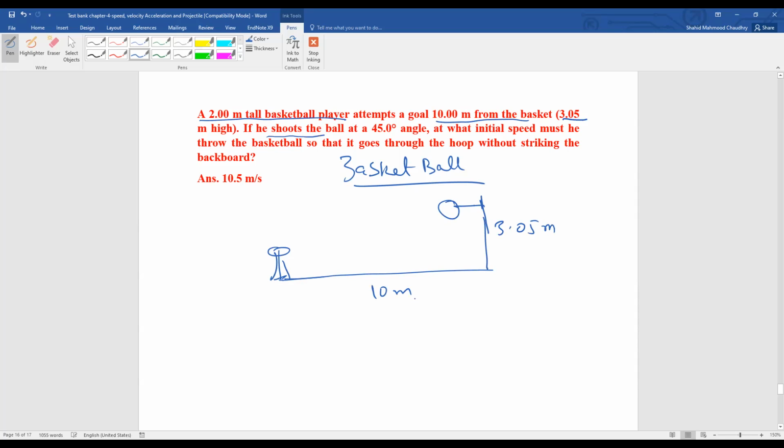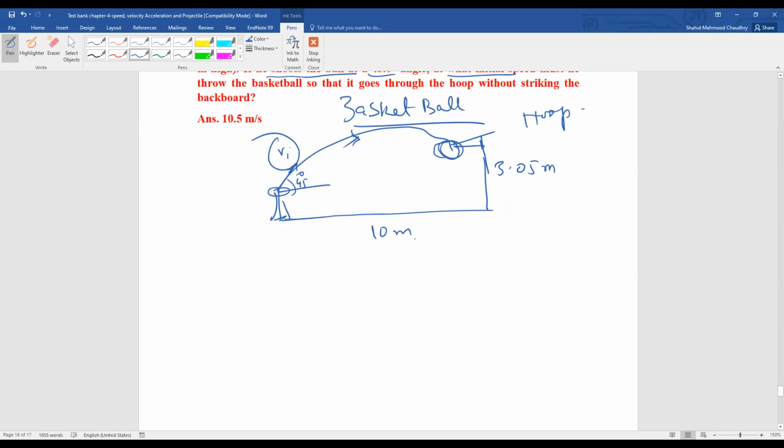If he shoots the ball at a 45-degree angle, at what initial speed? So it means the initial velocity is making an angle of 45 degree. So the ball is going like this one and coming here. We have to find this initial speed. At what speed should he throw so that the ball will fall in this hoop? This is called the hoop. So we need this value, Vi.